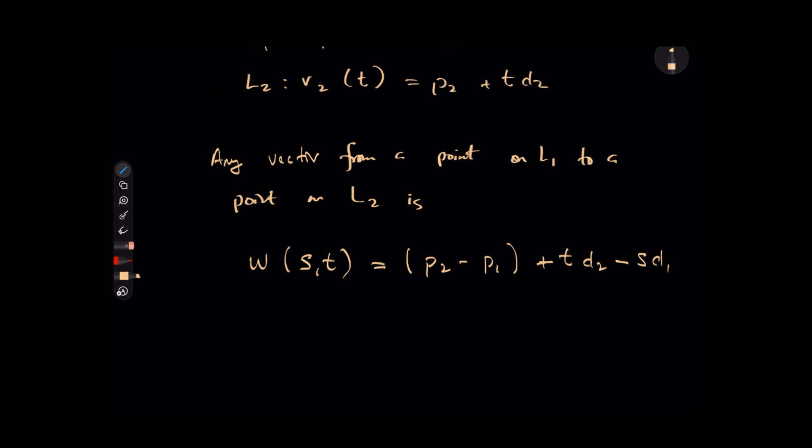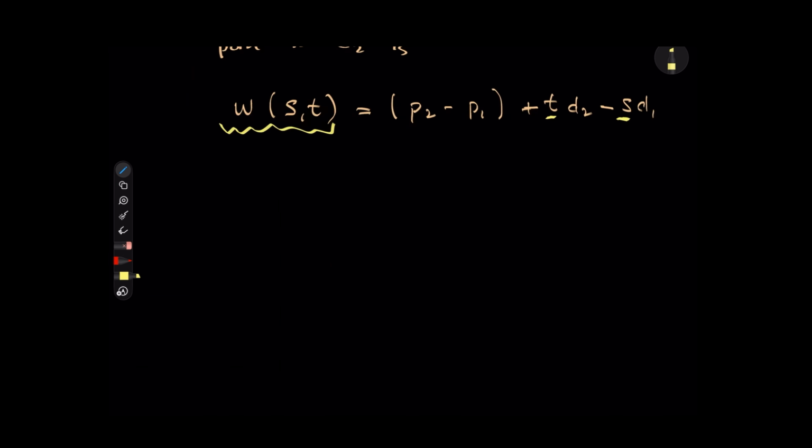In plain language, I want to take this W of S comma T and minimize it as much as possible, because I want the shortest distance. Not only that, I want to minimize it over all the values of T and over all the values of S. This is more of a calculus type of problem, but we will use geometry because I believe it is easier to understand like this.